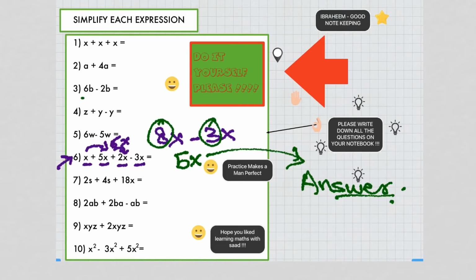So 6b minus 2b, both terms are like terms. What we can do is simply 6 minus 2, which is 4, and write b along with it. So 4b would be our answer.